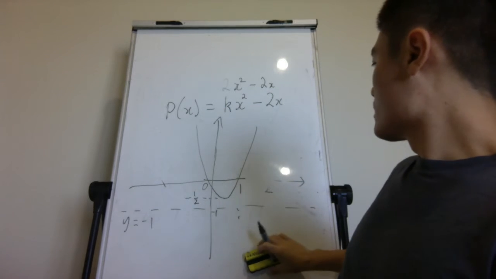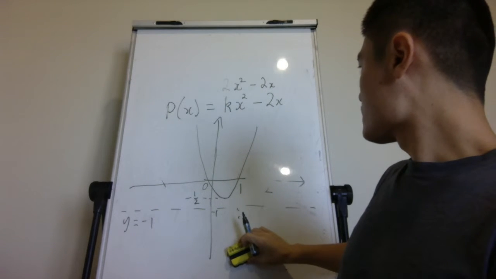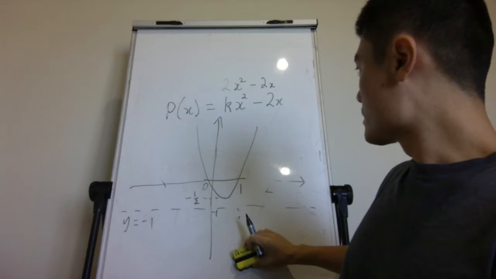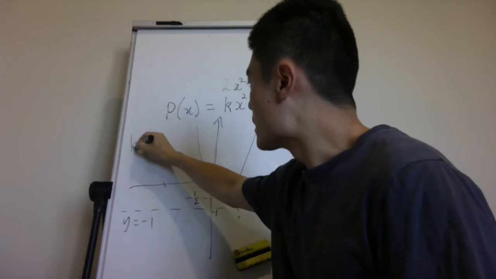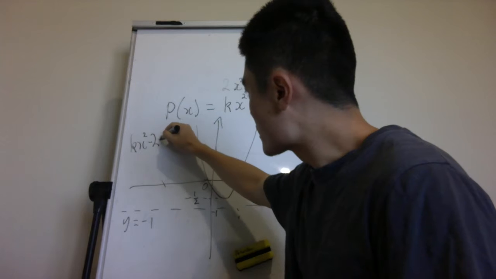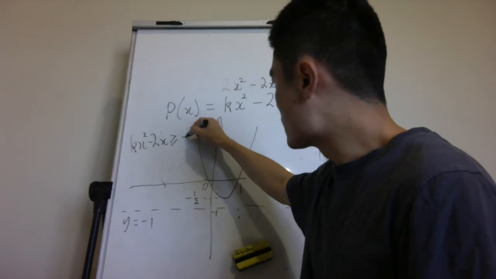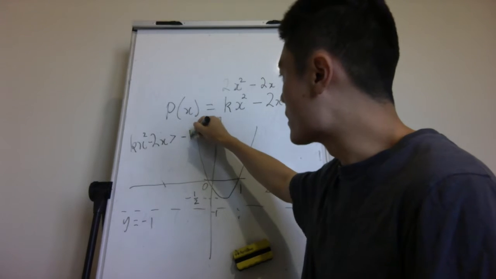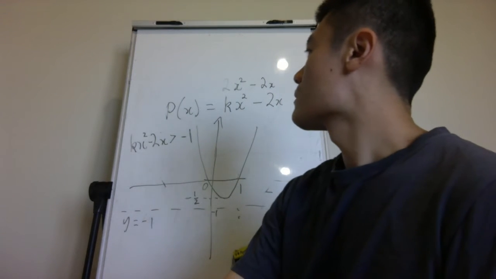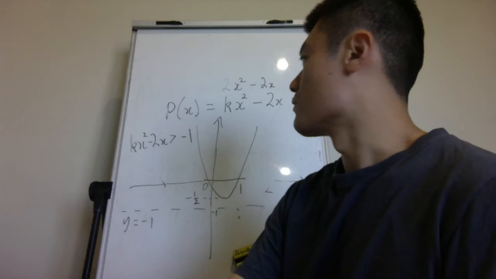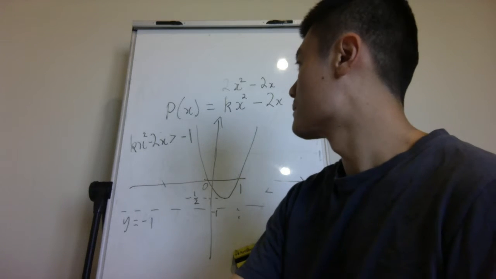And what do you want? You want basically kx squared minus 2x to be strictly greater than minus 1 for all x. Okay?